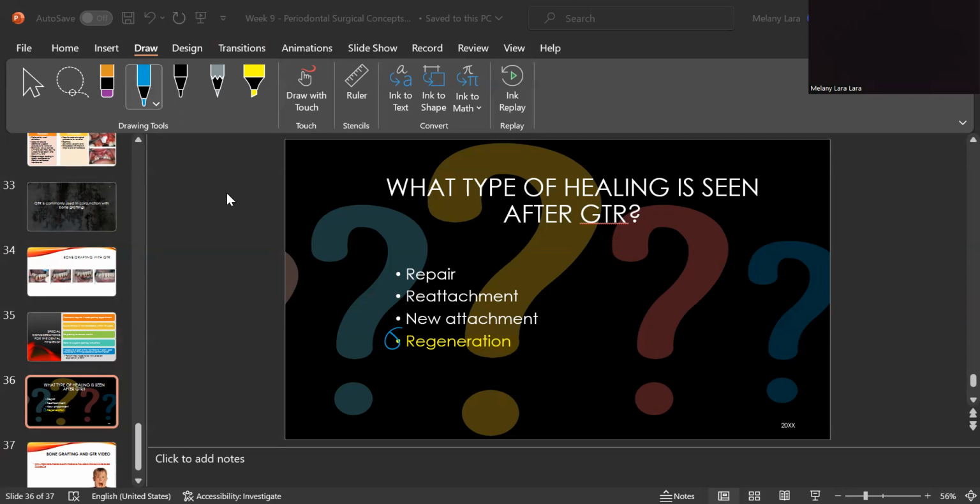New attachment is when we have disease and we remove that diseased tissue, and instead of undergoing repair, we're getting new attachment of the epithelium. So it's not a long junctional epithelium, it basically supports new attachment of the junctional epithelium. And then regeneration is the only one that's going to give us new bone, new cementum, and new ligament.